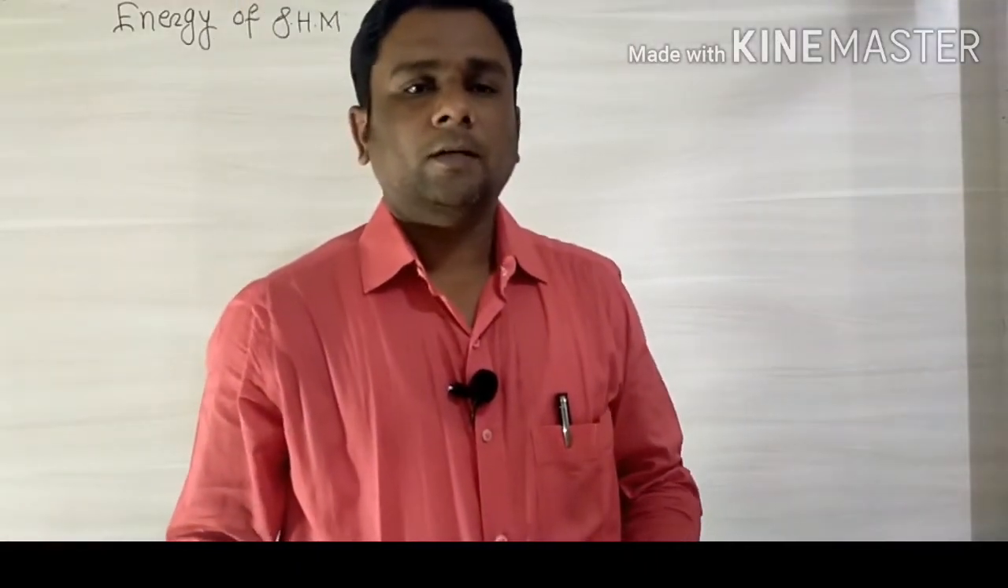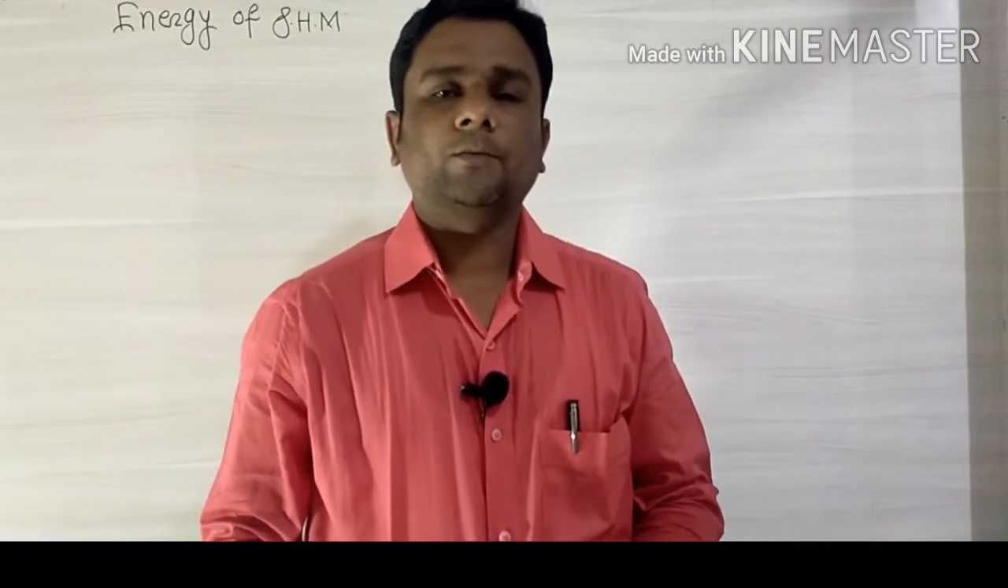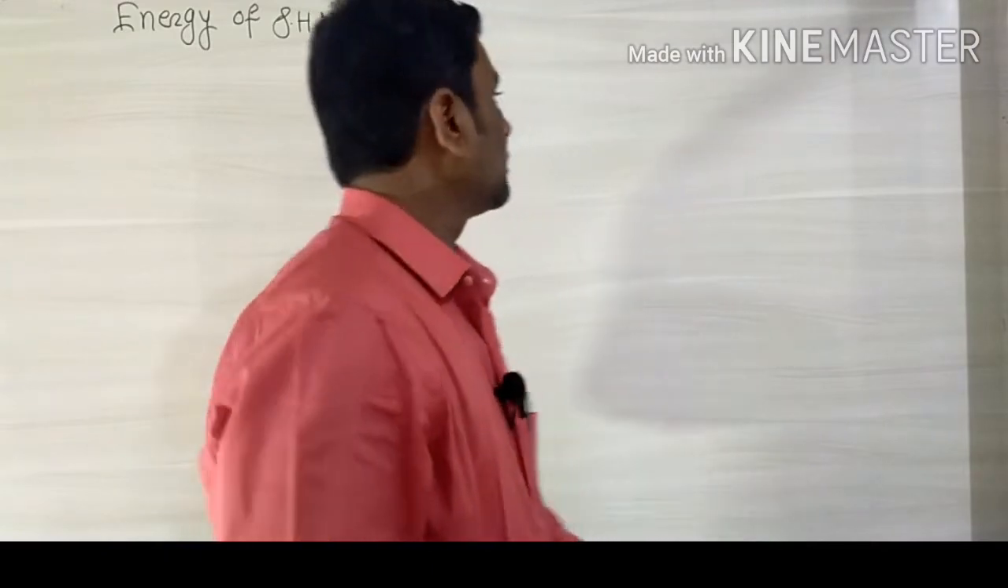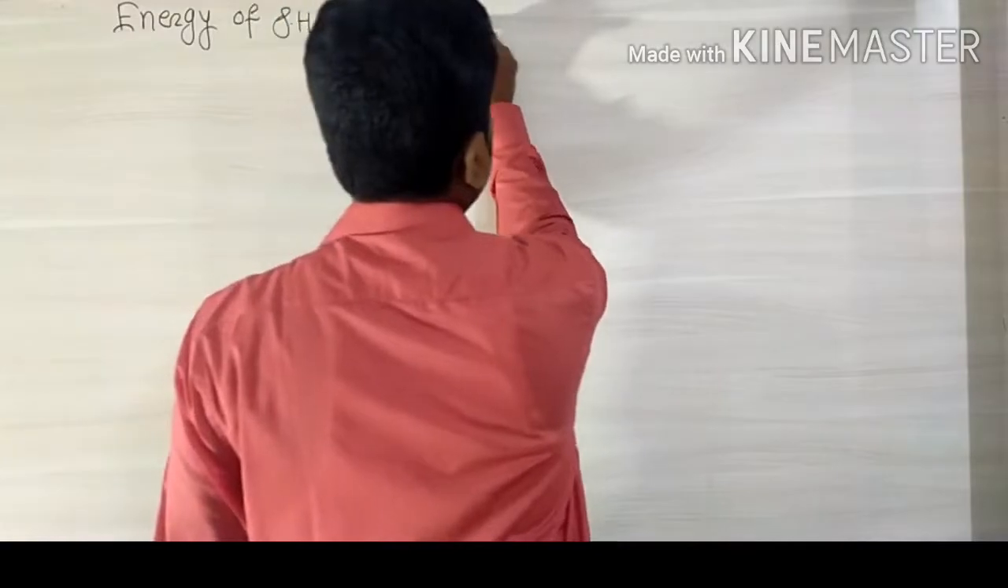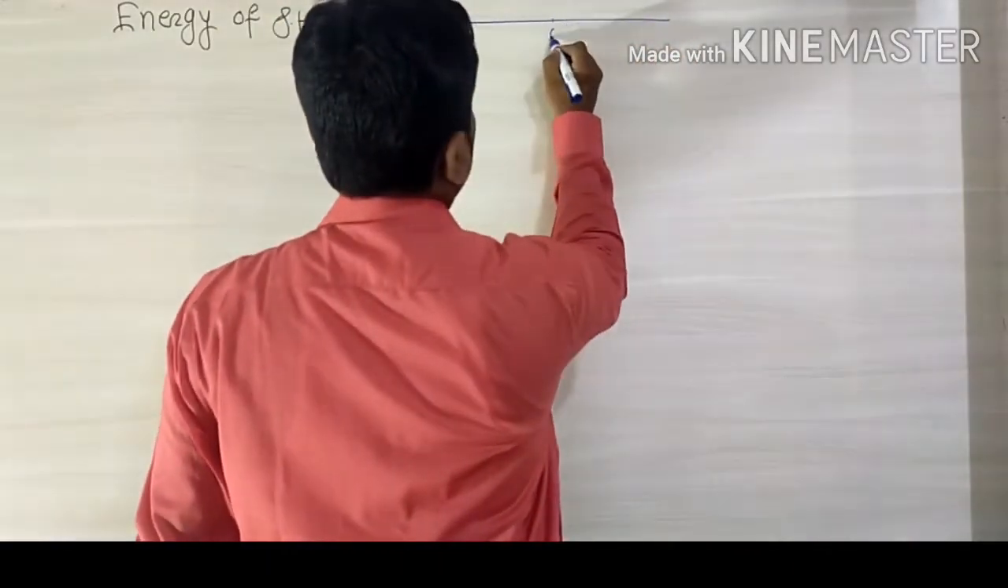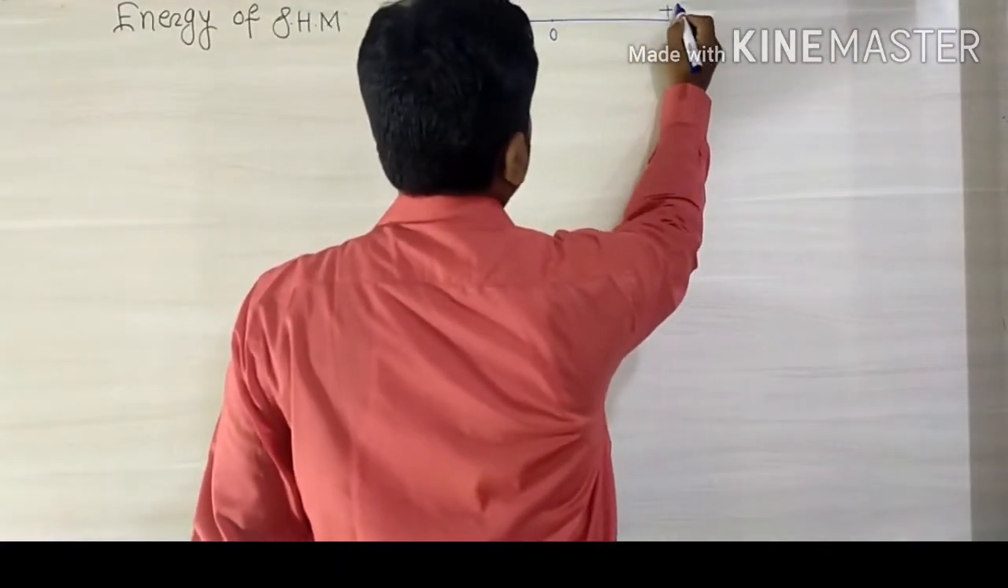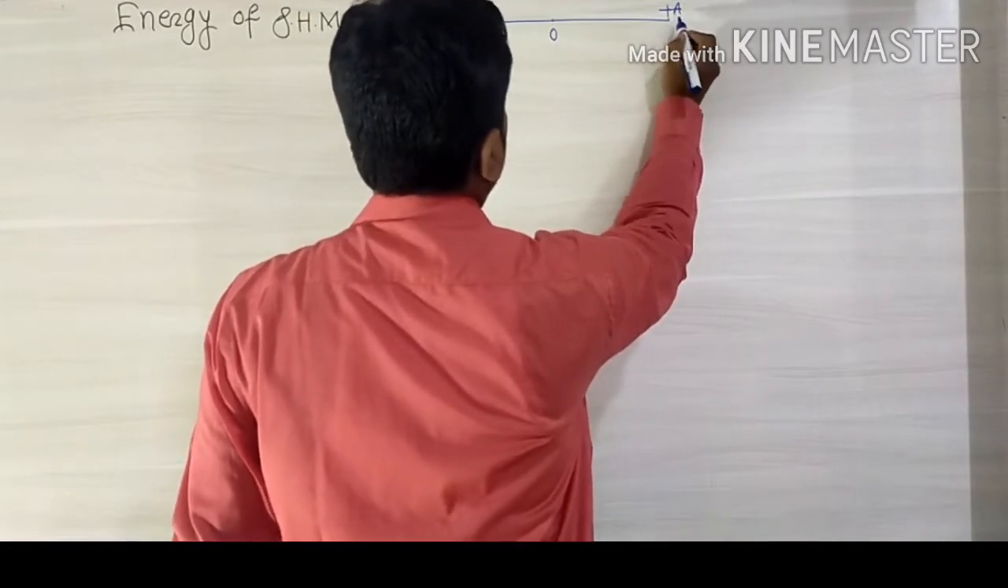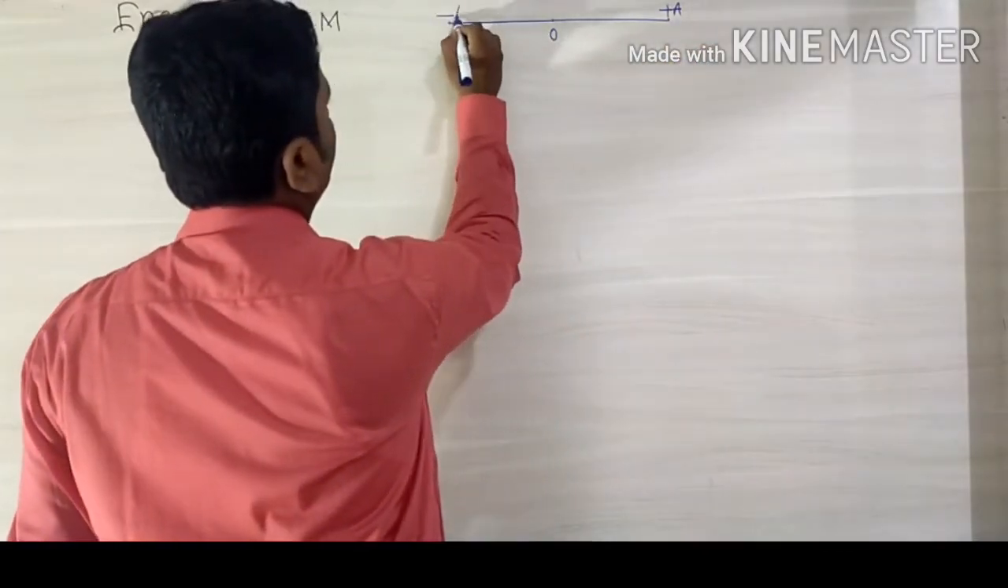My dear friends, today we learn the energy of simple harmonic motion. Whenever a particle performs simple harmonic motion, that is the mean position, say x, that is plus a, the maximum displacement of the particle from the mean position, that is minus a.